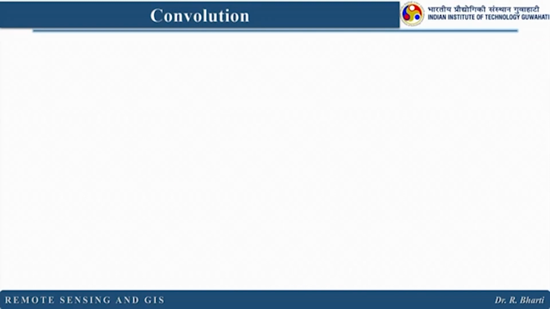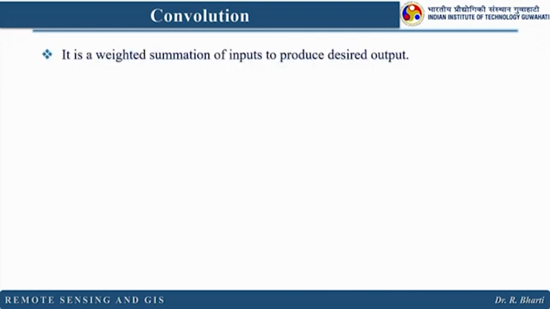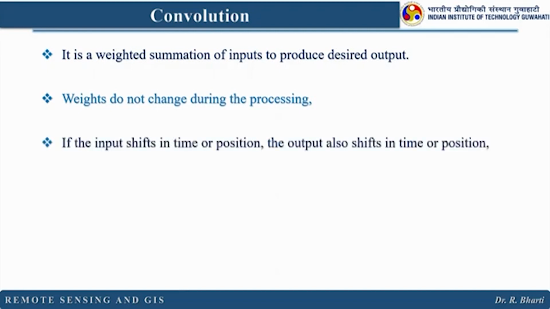Now let us see convolution. It is a weighted summation of input to produce the desired output. The weights do not change during the processing. How do we perform this? We will see that in the next slide. If the input shifts in time or position, the output also shifts in time or position.